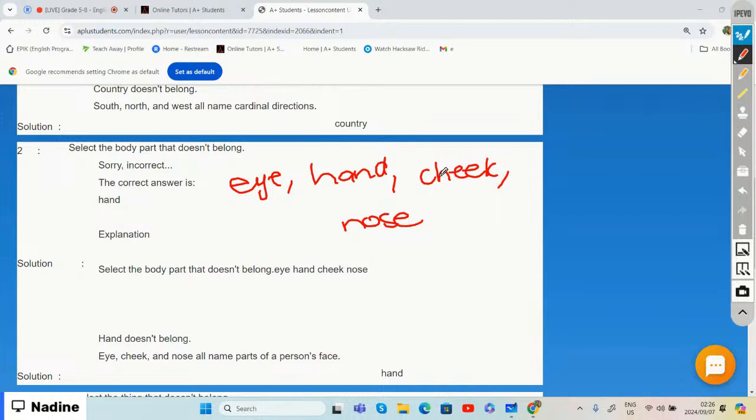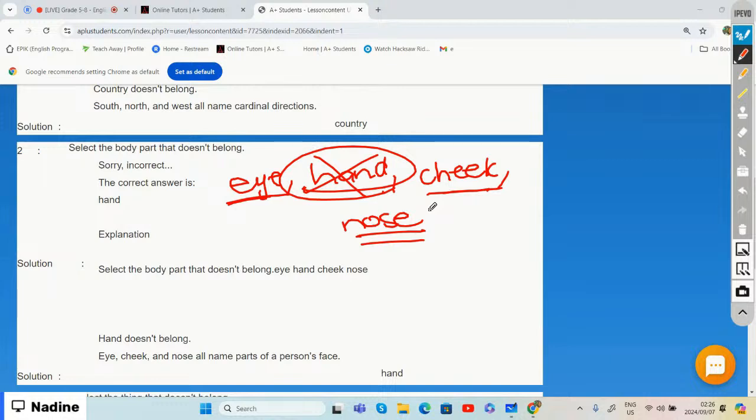Like, for example, your eyes, your cheeks, your nose, right? Hands doesn't belong there. So eyes, cheeks, and nose, those are parts of the body that are part of your face, right? Like your eyes are part of your face, your cheeks, your nose, your ears, right? Your mouth, those are parts of your face, of a person's face.